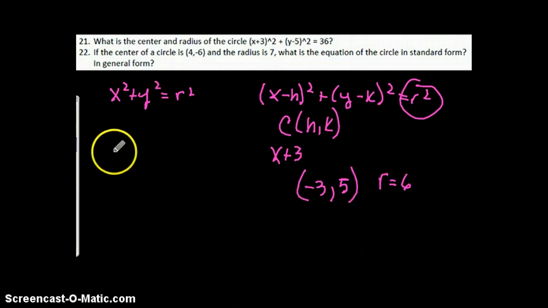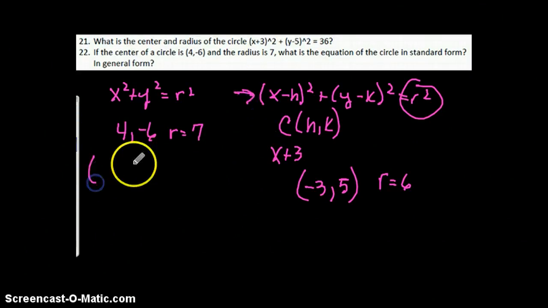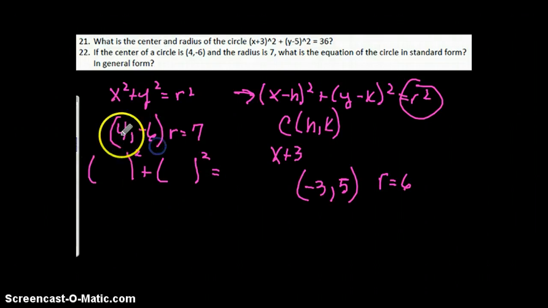All right, let's try 22. If the center of a circle is 4 comma negative 6 and the radius is equal to 7, what is the equation of the circle in standard form and general form? All right, so we're going to use this formula right here, and we're just simply going to plug in the values. It's really the distance formula. So here's my x. My x is 4. So x minus 4 squared plus y plus 6, because it's minus a negative 6, is equal to 7 squared, which is 49.